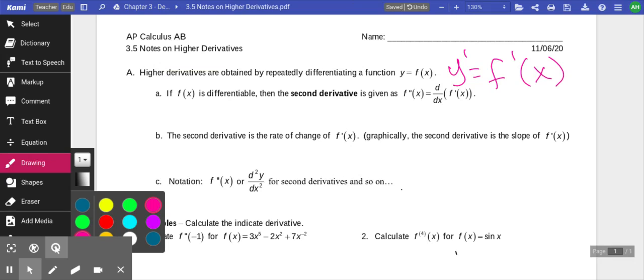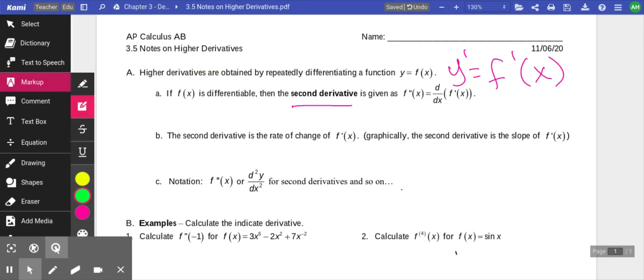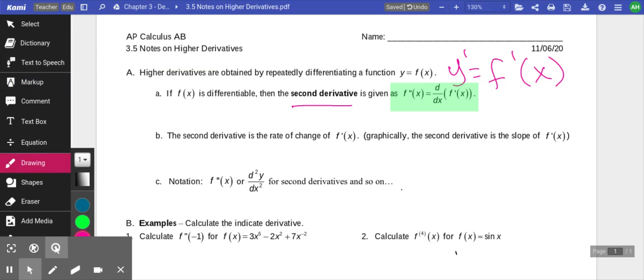But if I want to take the derivative again, that's known as taking a second derivative. A second derivative means that I'm going to take the derivative of the first derivative. So if I am taking the derivative of f prime, I would have f double prime. The derivative of f prime is known as the second derivative, or f double prime.